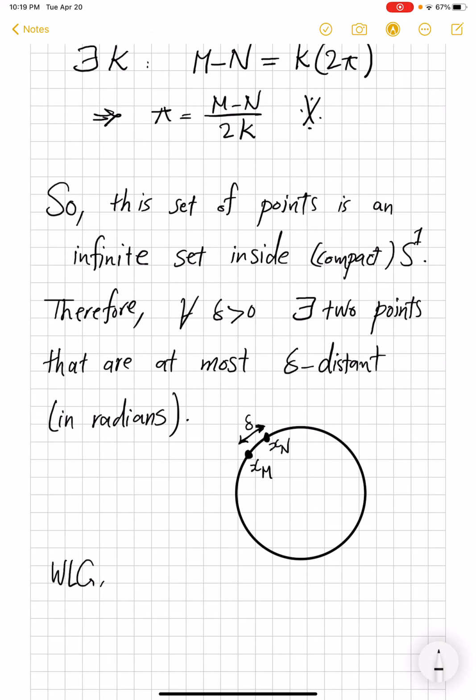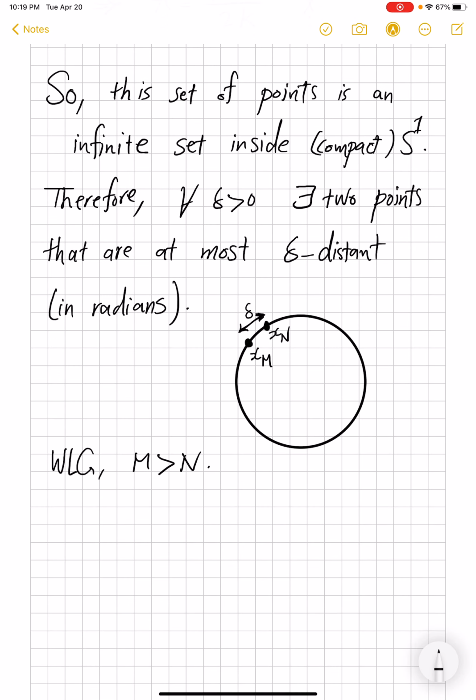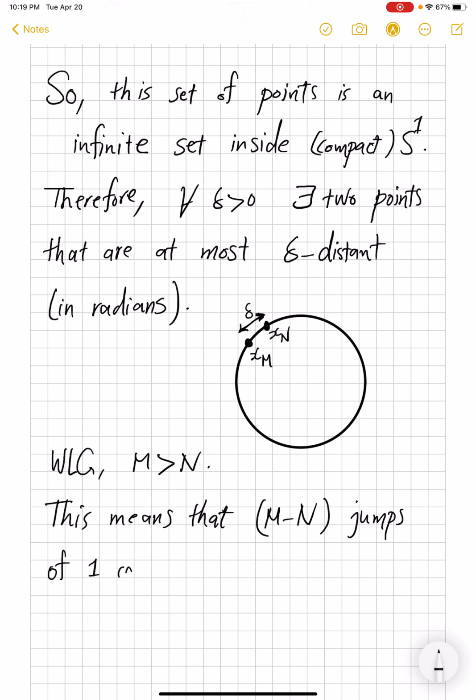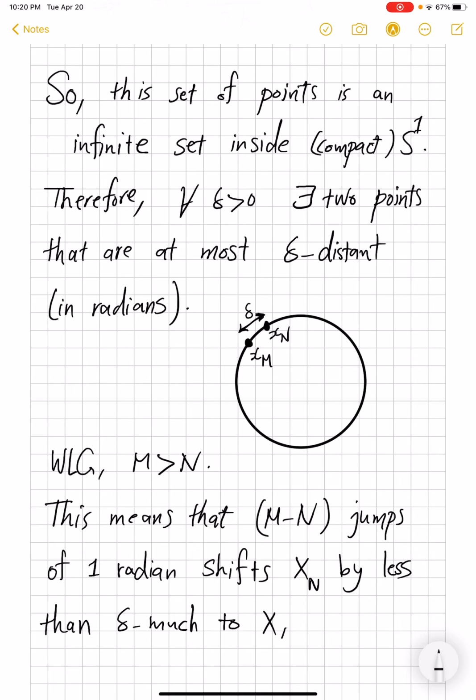And again, without loss of generality, suppose xm is bigger, the index m comes later, so m is bigger than n. What this then means is that m minus n jumps of 1 radian shifts xn by less than delta to this xm.